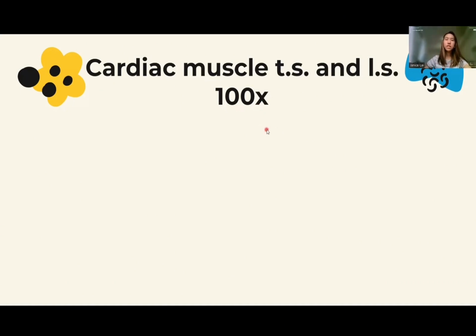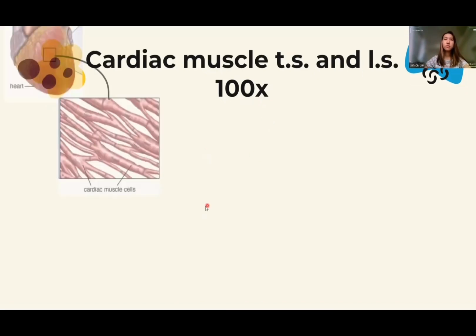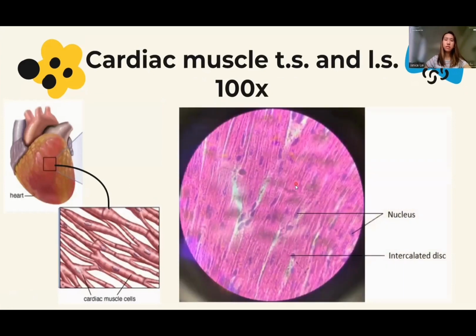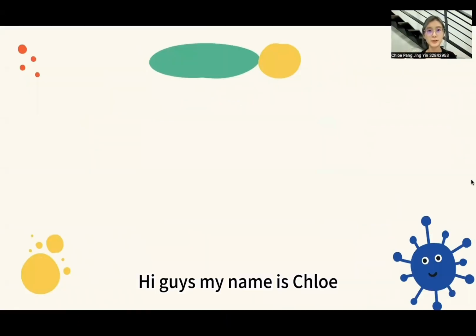Alright, next I'm going to show you the cardiac muscle in transverse section and longitudinal section. Where can we get the cardiac muscle? It's from the wall of the heart, and when we put it under the microscope at 100 times magnification, what we can see are the nucleus and interconnected discs over here. Alright, that's all for the cardiac muscle. Thank you.